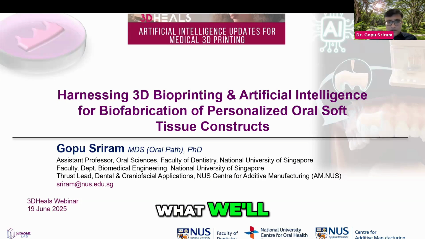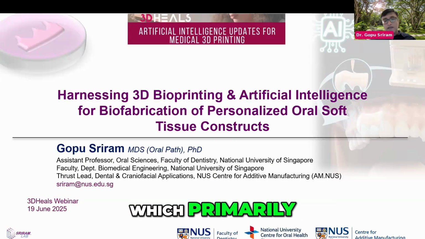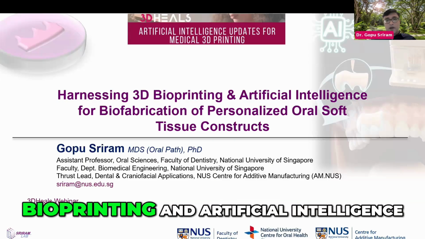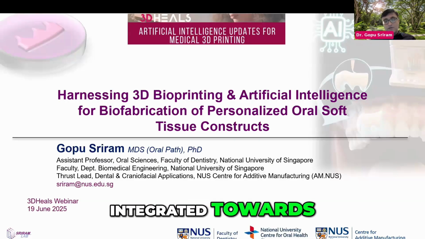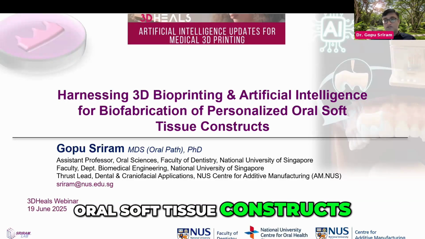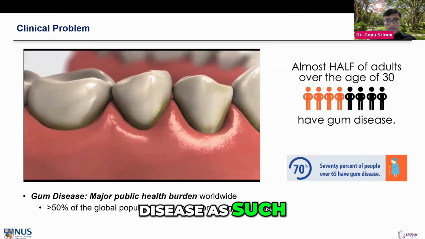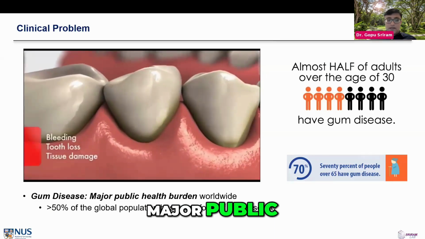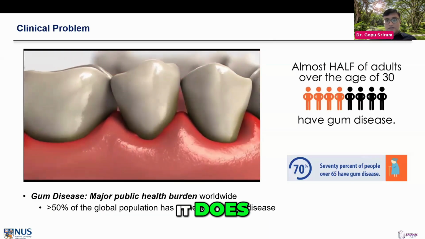So today what I'll be showcasing, as Jenny introduced, is one of the publications in which we showcase how 3D bioprinting and artificial intelligence can be integrated towards biofabrication of oral soft tissue constructs. If you take gum disease as such, it's one of a major public health burden, though not life-threatening.